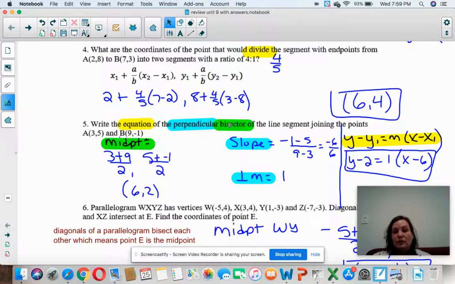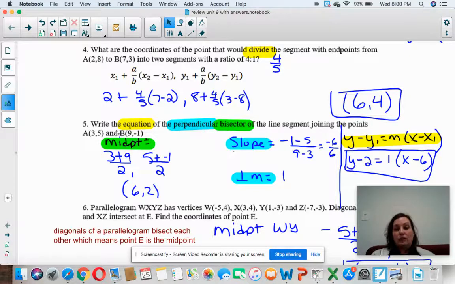As soon as you see bisector, I'm cutting it in half, so I immediately think midpoint. I have to find the midpoint of A and B. So I add the x's, divide by 2, and I get 6. Then I add the y's and divide by 2 and I get 2. It's also perpendicular. So you guys need to know that for perpendicular lines, their slopes are negative reciprocals.